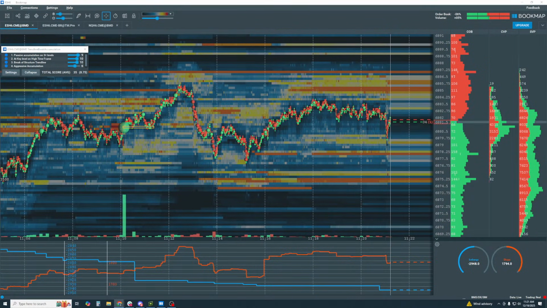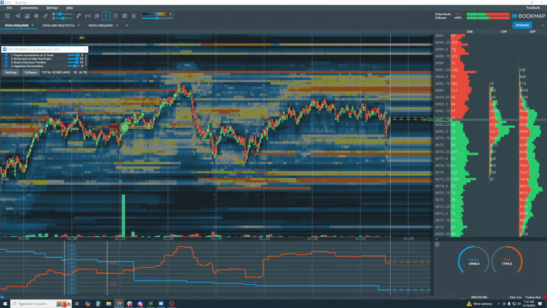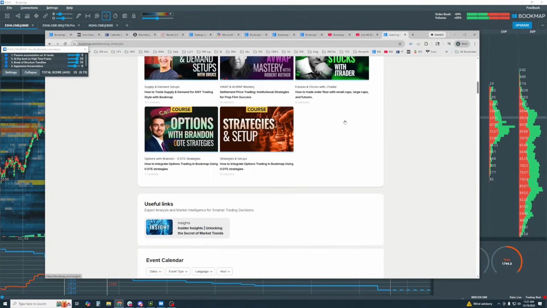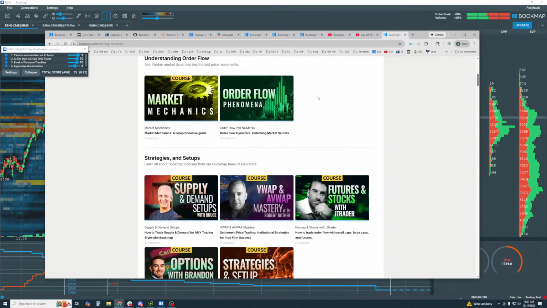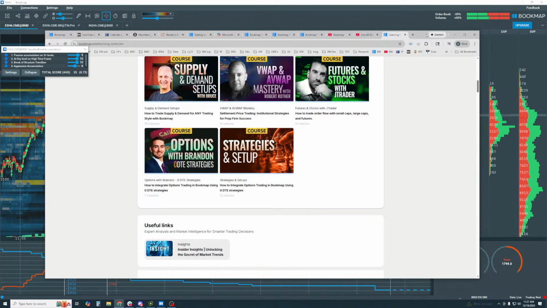As you scroll down that Learning Center page, that's the idea: you start to understand as you scroll down, you get deeper and deeper into the education.